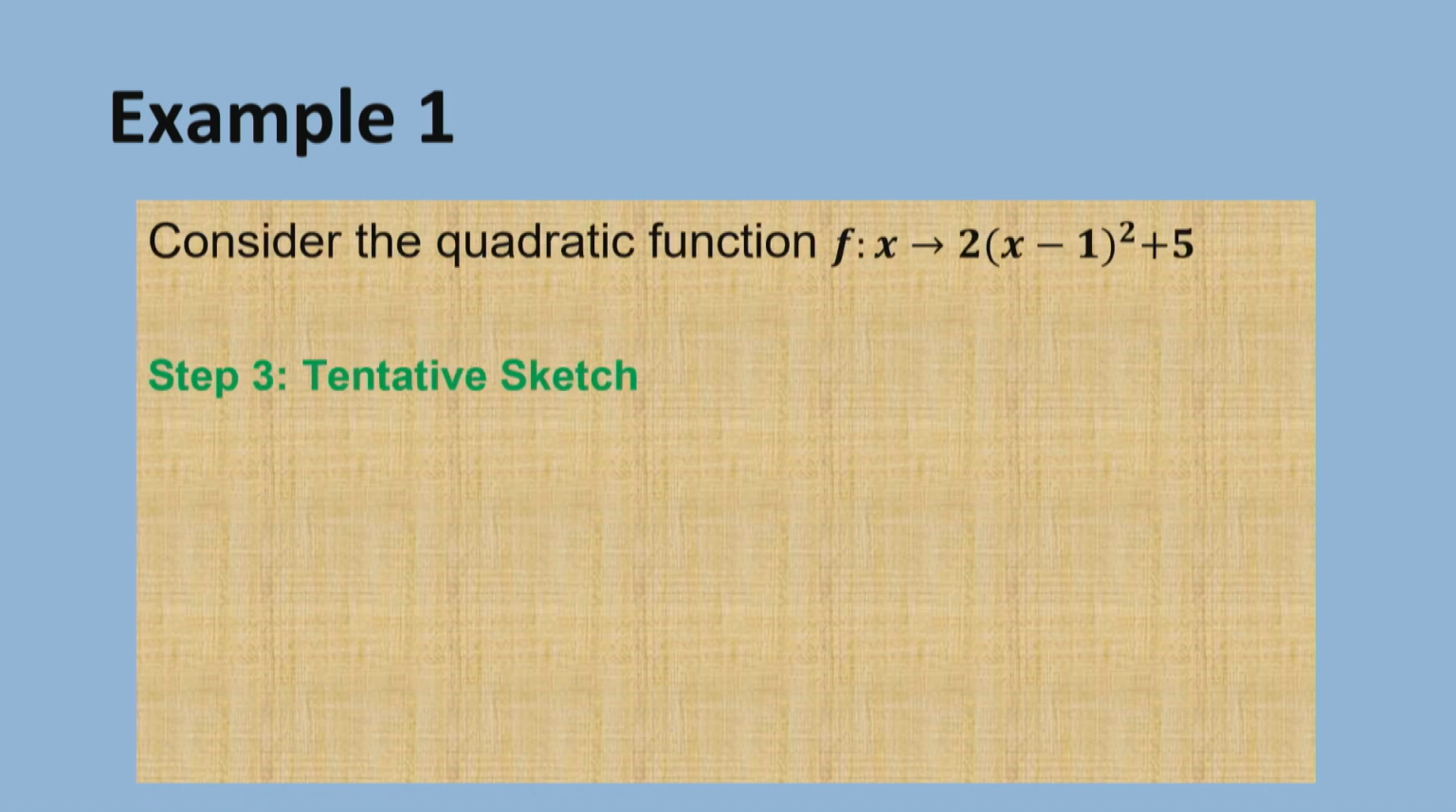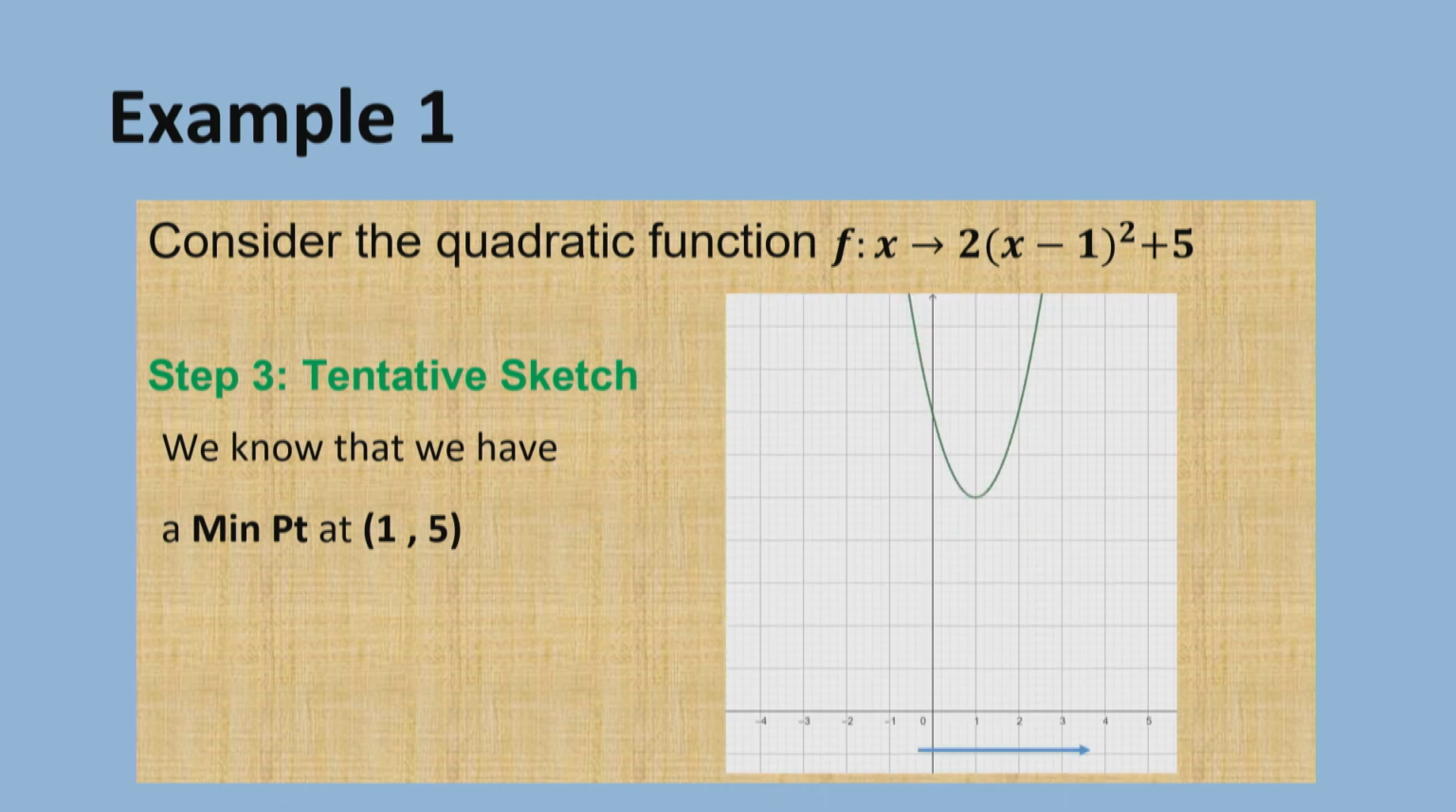Now, we'll call that a tentative sketch. Why do we call that a tentative sketch? Because what we have as information is simply that the minimum point is at 1, 5. So, that's the graph, and the minimum point will be here, 1, 5. Now, we have the curve.